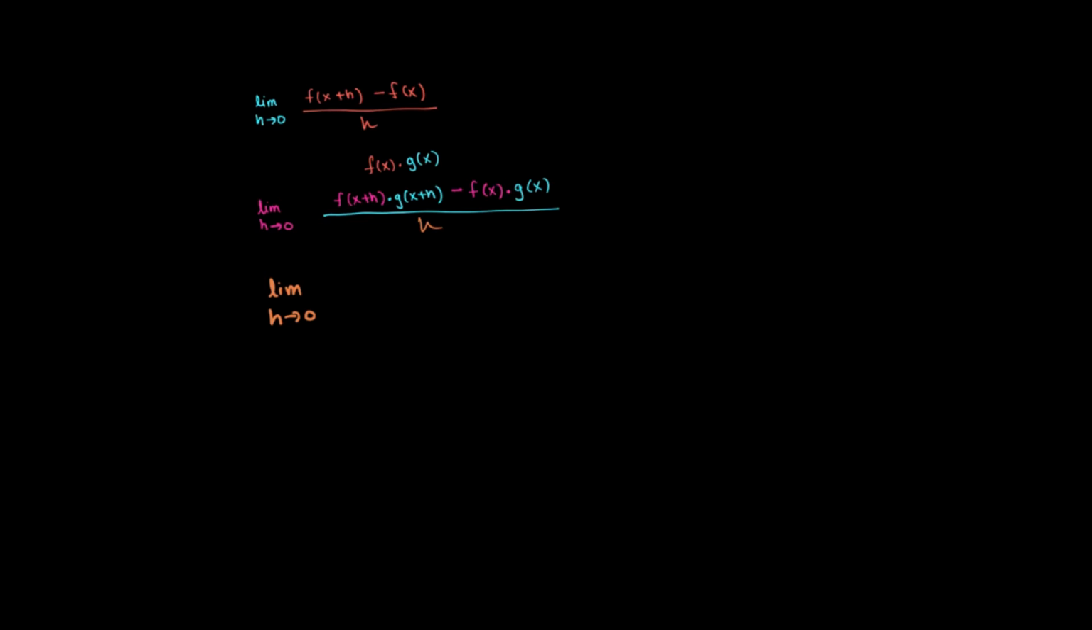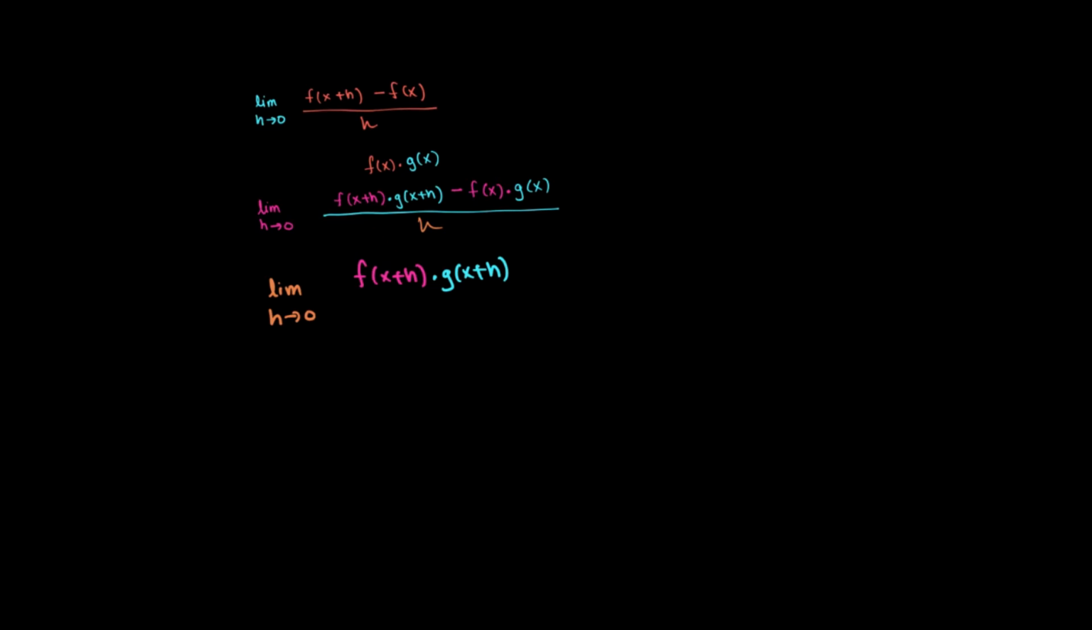f of x plus h times g of x plus h. But instead of subtracting f of x times g of x directly, I will be adding and subtracting two extra things at the same time. And when I do that, it won't make any difference because I'm adding and subtracting at the same time, so ultimately both effects are going to cancel out.